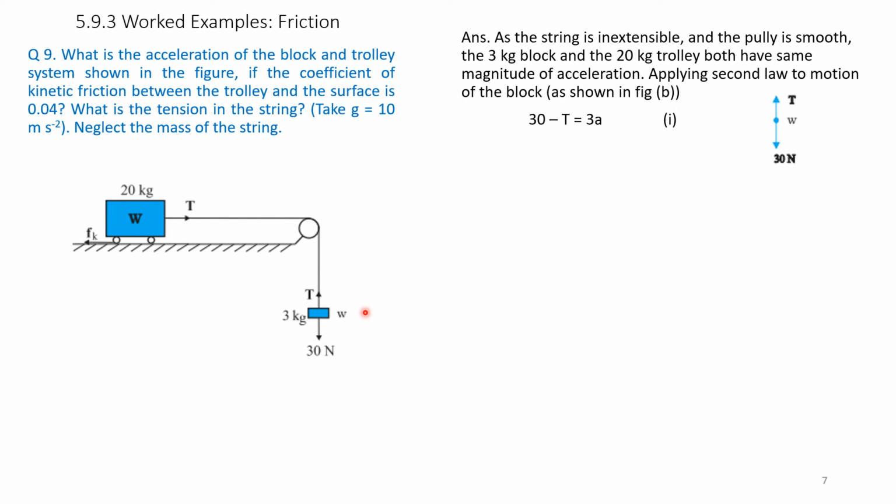In equilibrium, the net vertical force is equal to the downward force, that is 30 minus T, because T is acting upwards, and that is equal to M into A. The mass of the body here is 3 kg, and 3 into 10 is the gravitational force. Therefore, 30 minus T is equal to 3A, by the second law of motion.